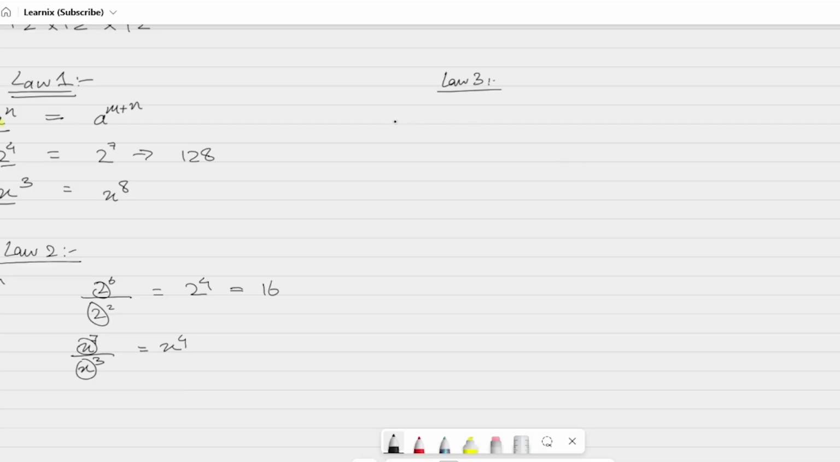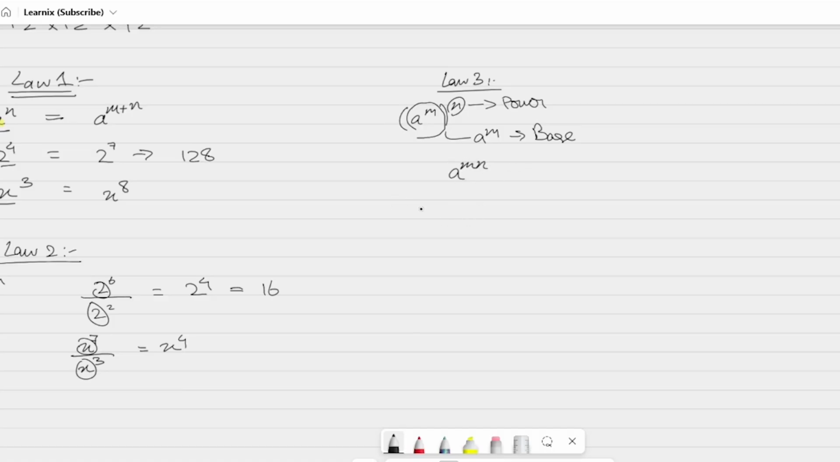Now, moving on to law number 3, the law of power of a power, right? When you raise a power to another power, you multiply the indices. So let's say you have a to the power of m raised to power n, all of this being raised to the power of n. In this case, a to the power of m would be our base and n would be our power or exponent or index. So what we would do is take our base and multiply the two powers, so it would be m multiplied by n, a to the power of mn, right?